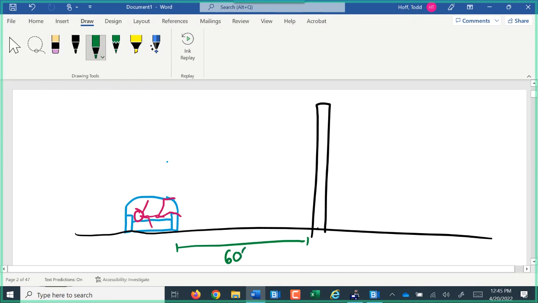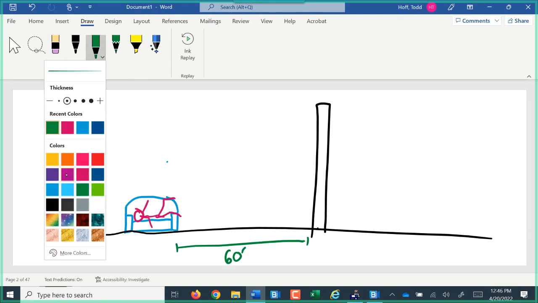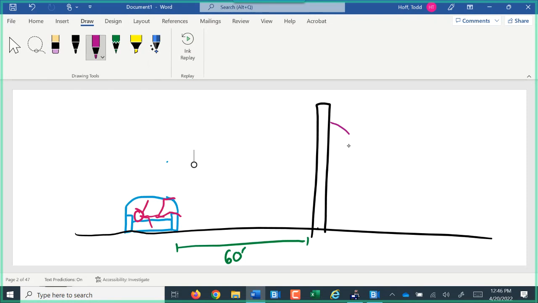60 feet from the bottom of the pole, from the hole. But we don't know how tall the pole is. 36 feet. I measured it before. This is a fictional pole. We don't know how tall the pole is, but we do know that the cable holding the pole snaps, and the pole starts to fall.